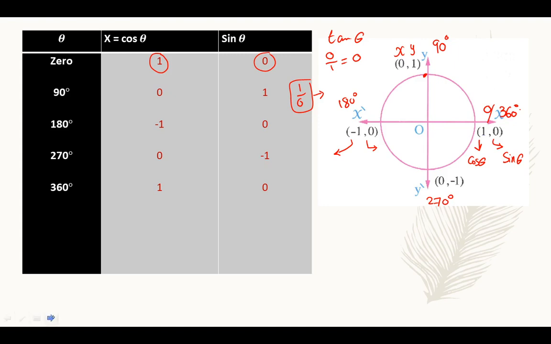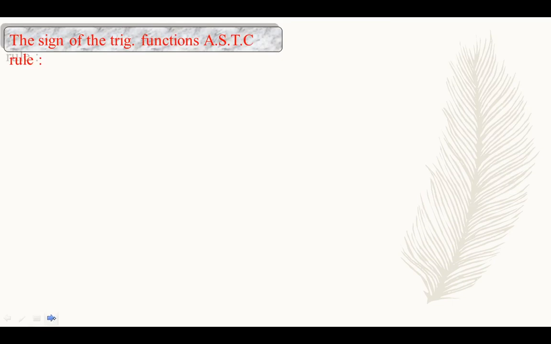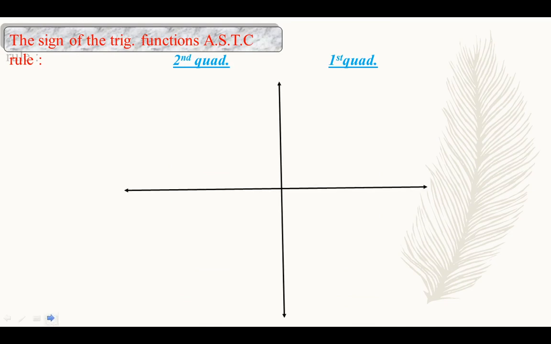Okay? Another idea: the signs of the trigonometric functions, or you can say the ASTC rule, the abbreviation of the ASTC rule. So let's go and study it. Here you can see that we have the 4 quadrants: the first quadrant, second quadrant, third quadrant, and fourth quadrant. Okay?